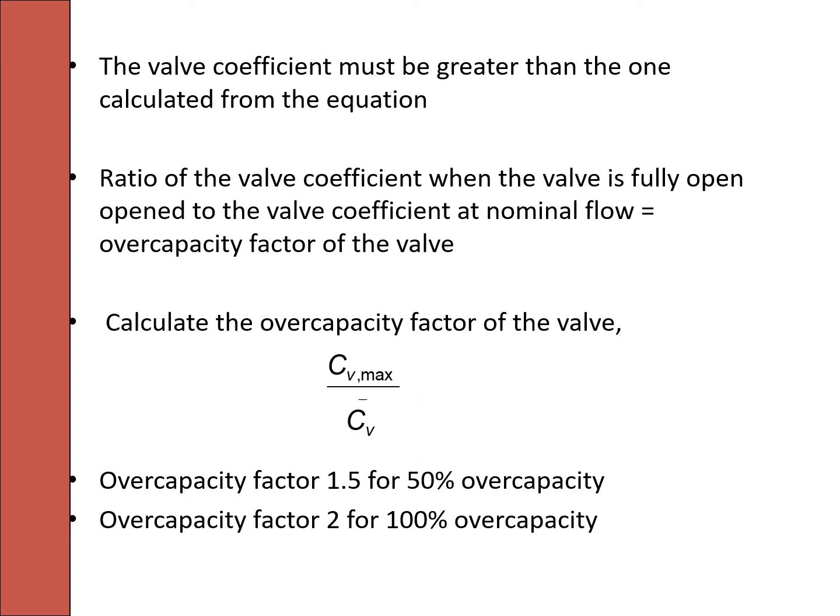The ratio of the valve coefficient when the valve is fully open to the valve coefficient at nominal flow is equal to the over capacity factor of the valve. That means CV max over CV is the over capacity factor. So for an over capacity factor equal to 50%, the factor would be 1.5. If the over capacity factor is 100%, the factor would be 2.